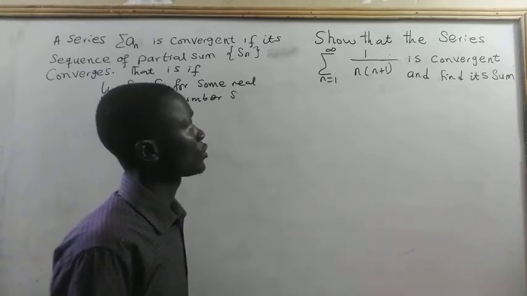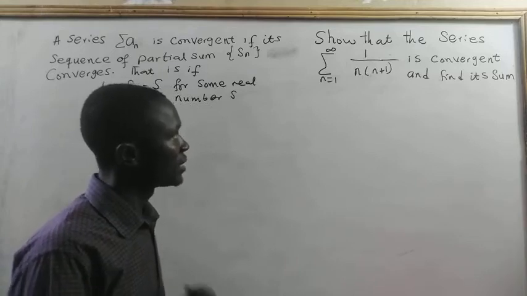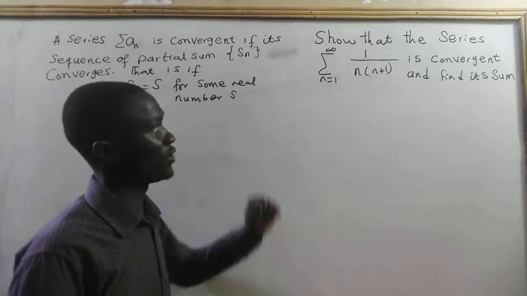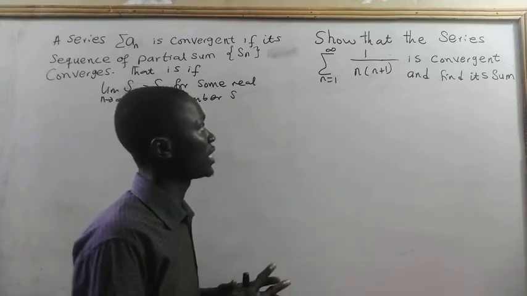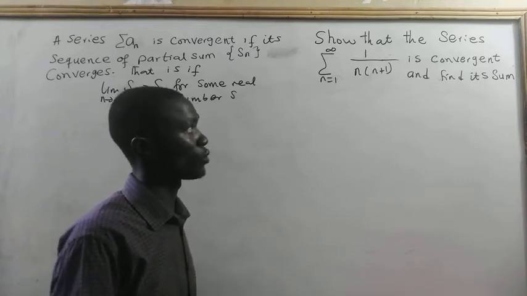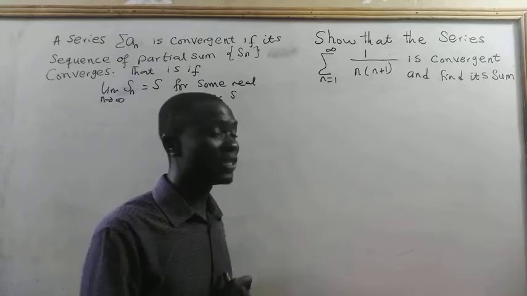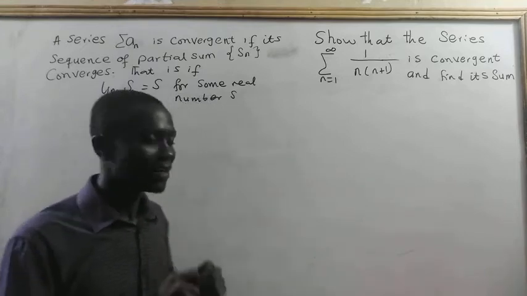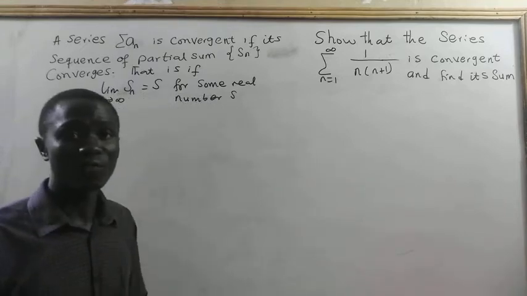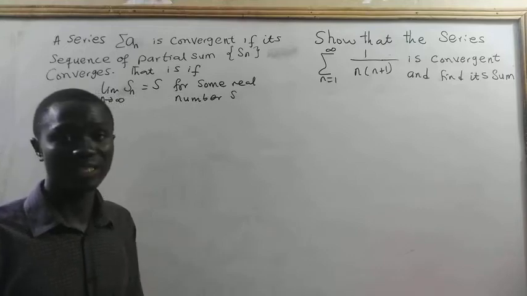Now, in this lesson, I'm going to show that the series summation n equal to 1 up to infinity of 1 divided by n times n plus 1 is convergent, and find its sum. Now, to do this, we will use a simple condition from test of convergence.